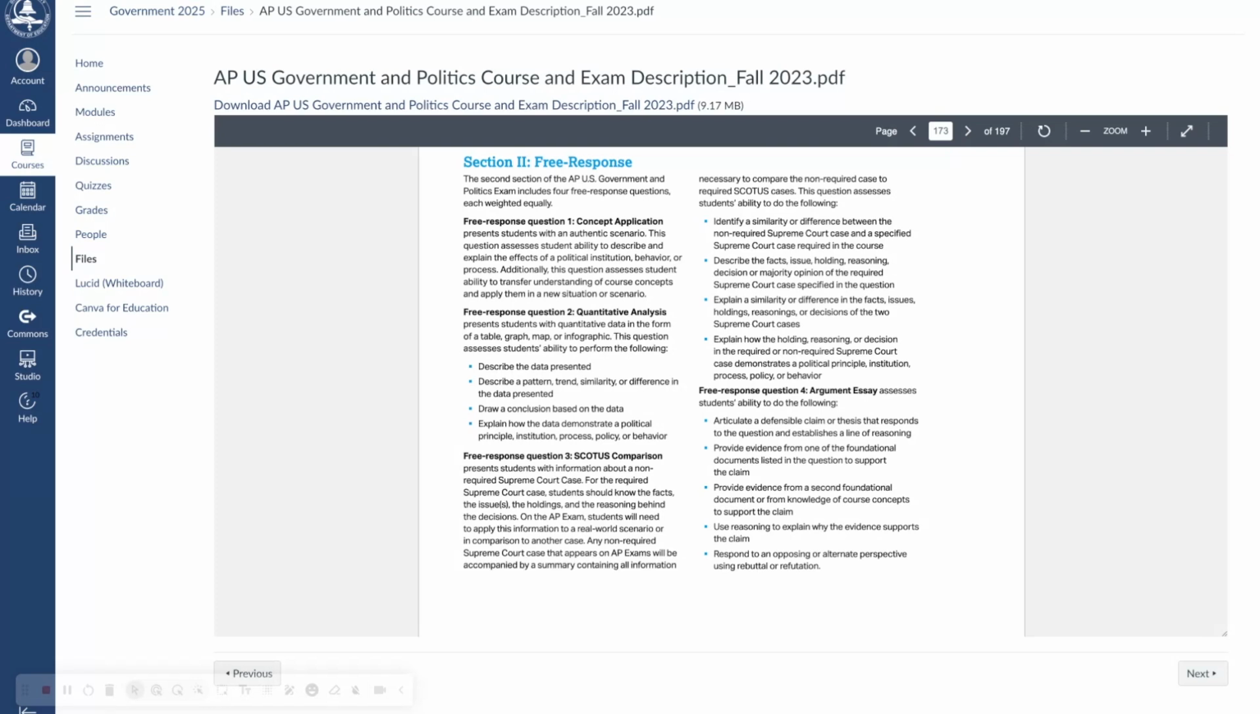Once again, this is the second section of the AP US Government and Politics exam. The first portion was multiple choice. This is the free response, which is 50% of the total score. Once again, this will be completed digitally.